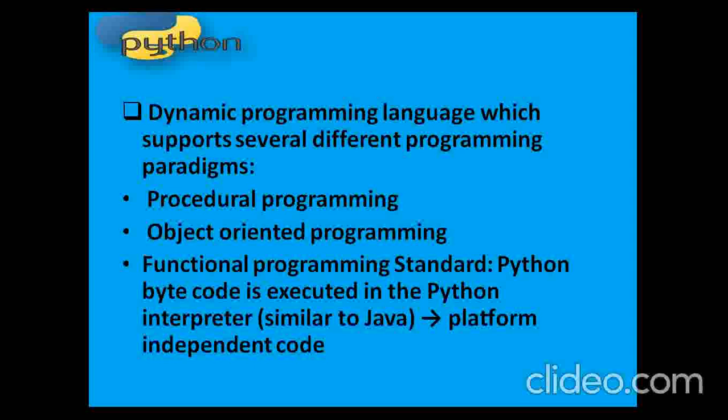It is a dynamic programming language which supports several different programming paradigms. It is a procedural programming language, an object-oriented programming language, and follows the functional programming standard. Python bytecode is executed in a Python interpreter, which is platform independent code.